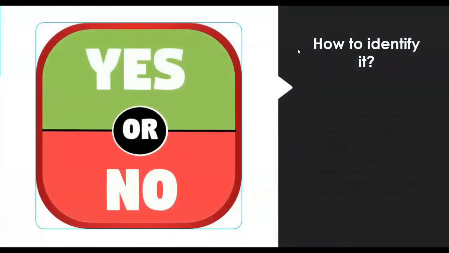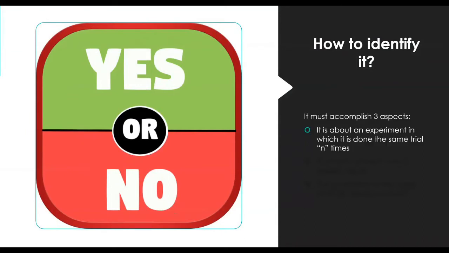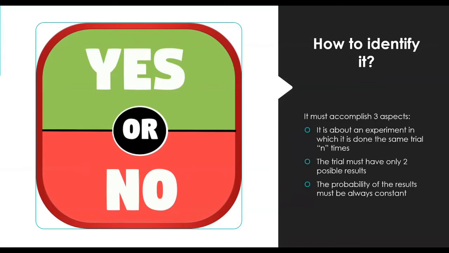Well, how can we identify this type of distribution? It must accomplish three aspects. The first one is that it is about an experiment in which the same trial is done n times. Then the trial must have only two possible results, like yes and no, or black and white. And finally, the probability of the results must always be constant. It does not vary.